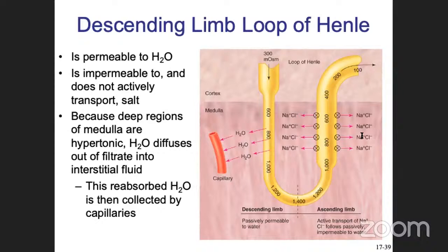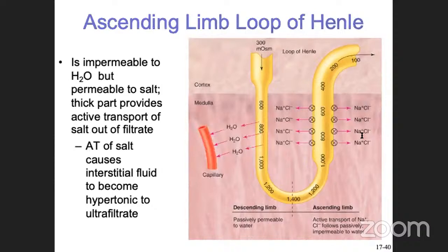Because the deep regions of the medulla are hypertonic, water diffuses out of the filtrate into the interstitial fluid. So this is true because it's permeable to water and they are hypertonic. The deep region of the medulla at the bottom is hypertonic, so the water needs to leave the tubule, leaving only the important ultrafiltrate or maybe some waste molecules inside the descending limb. This occurs through passive diffusion, okay? And this reabsorbed water is then collected by the capillary, to be used by the system again.